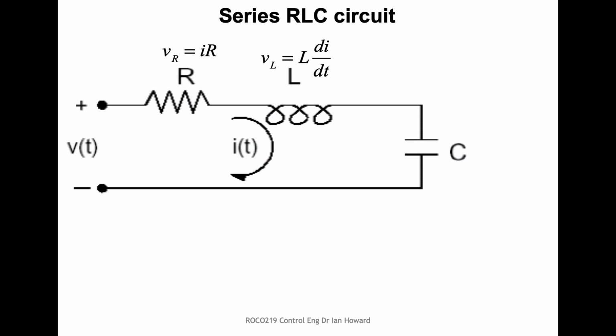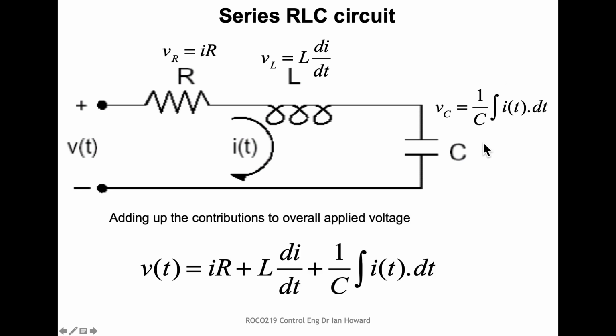Again, we can work out what the voltages are across the components in terms of their component parameters multiplied by the current, or in this case, inductance multiplied by the rate of change of the current. And in this case, the voltage across the capacitor is 1/C multiplied by the integral of the current with time. So we can add up all of those contributions. We get the voltage across the resistor here, the voltage across the inductor here, and the voltage across the capacitor here, and they've all got to equal the applied voltage.